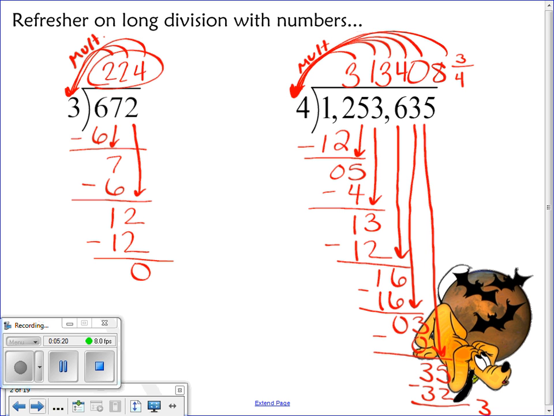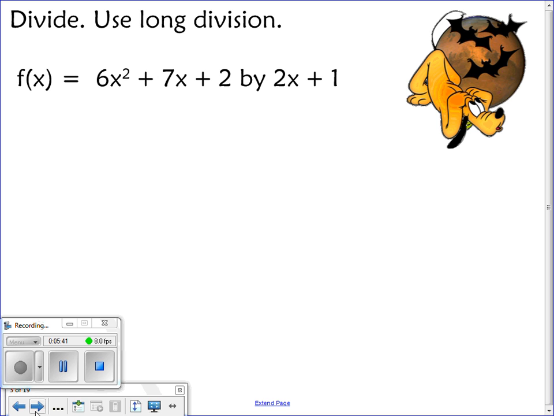All right, but what I wanted you to get from this was the process. You look at how many times it goes into the number, put that up top. You multiply, write it down, and then you subtract, bring down the next part, and it starts again, right? That's the process I want us to see, because we're going to look at it now with x's in it. I knew you'd be excited. All right, so let's rewrite this. So 6x squared plus 7x plus 2 divided by 2x plus 1.